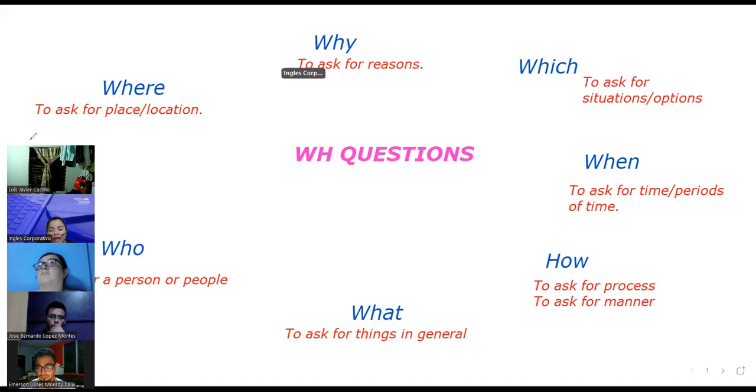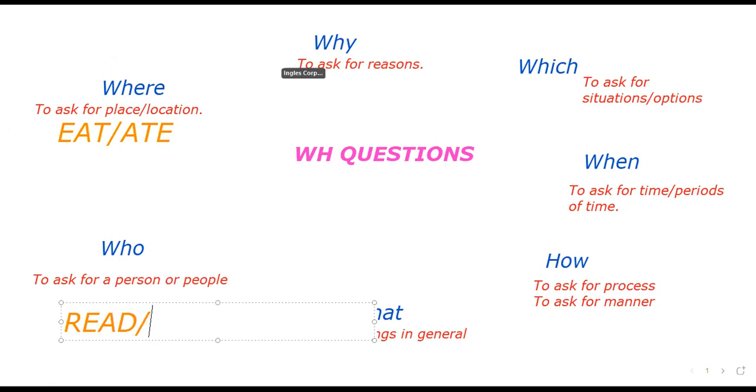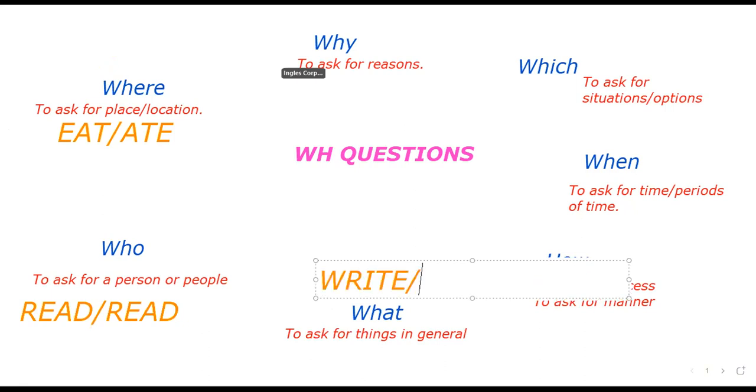So if I am working with Joanna and Carla, we are going to have 7 questions only, not 21. Only 7 per group. Is that clear? So I'm going to choose, for example, from the irregulars, the verb eat. I'm going to choose here eat, ate, okay. Read, read, right? This is for me. Write, wrote, etc.